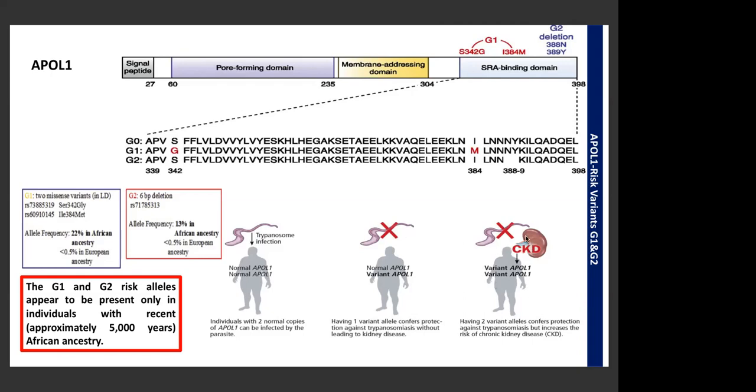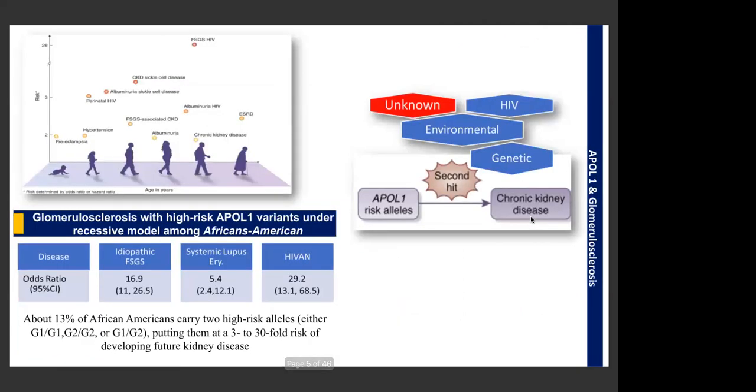But the human beings who have two alleles, either G1/G1, G2/G2, or G1/G2, are also protected from the trypanosoma infection, but they are more predisposed to kidney damage or kidney dysfunction. Whatever data is available in the literature shows that these APOL1 risk alleles, G1 and G2, are associated with preeclampsia, hypertension, FSGS-associated CKD, albuminuria, and many others, including HIV-induced FSGS.